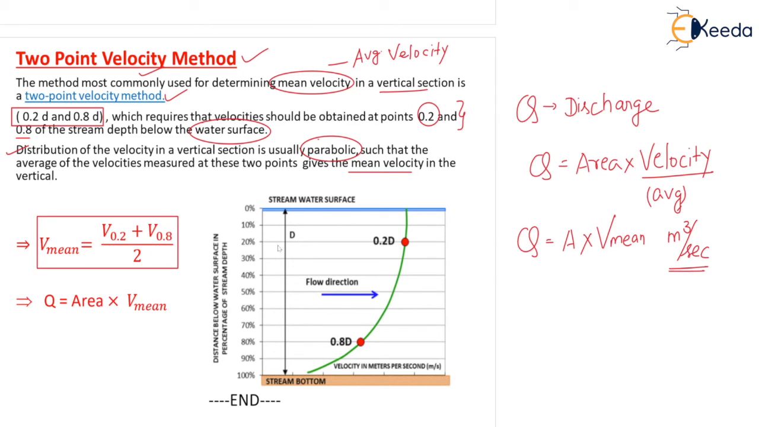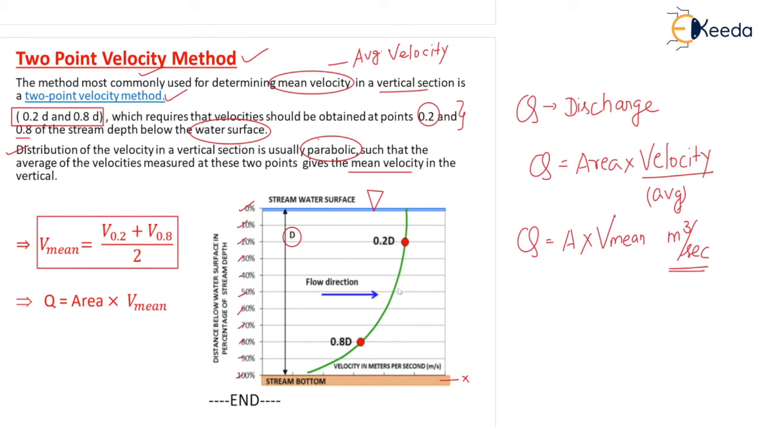Okay, now look at this diagram here. Stream water surface, that is the free water surface. Atmospheric pressure will be acting on the surface, and on the y-axis you can see distance below the water surface in percentage of stream depth. Like you can see 0% depth, 10%, 20, 30, 40, 50, 60, 70, 80, 90, 100. So starting from here, it is 100% depth here, the stream bottom surface. So D is the entire depth, 100% depth of the water from the free surface.